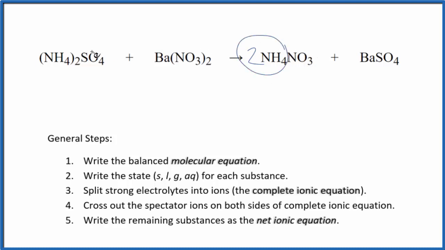I also have two ammoniums. Over here, I have two ammonium ions. Those are good. We have the sulfate here, that's balanced. Barium, barium. So this is the balanced molecular equation.